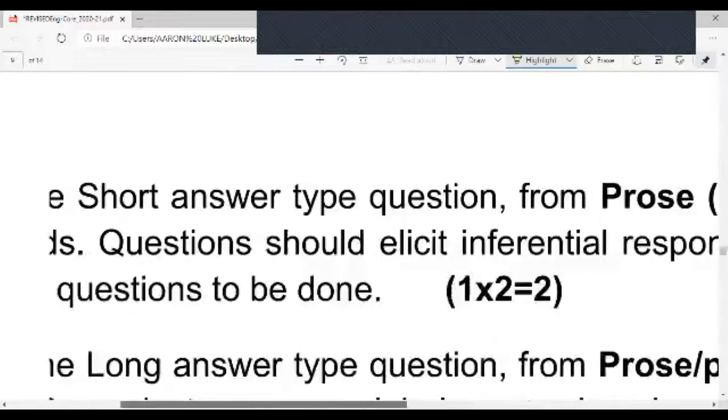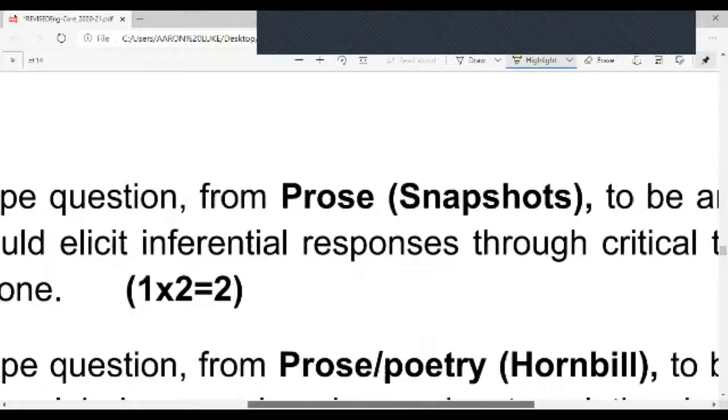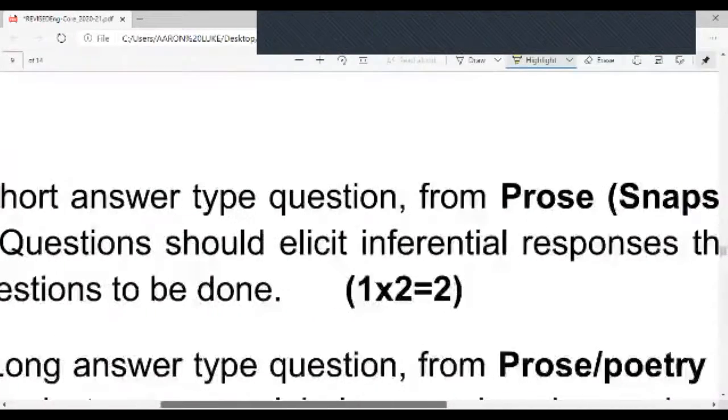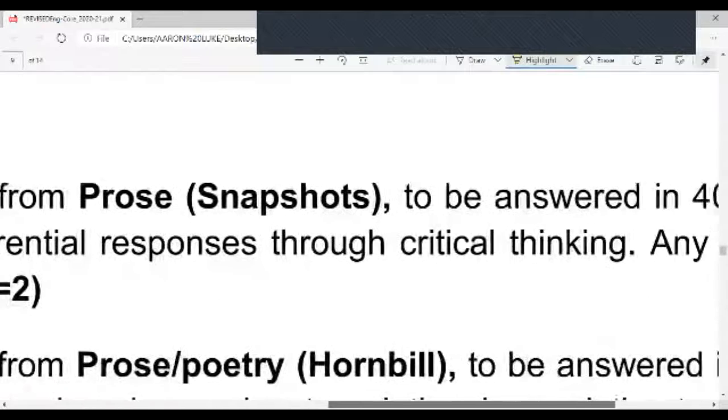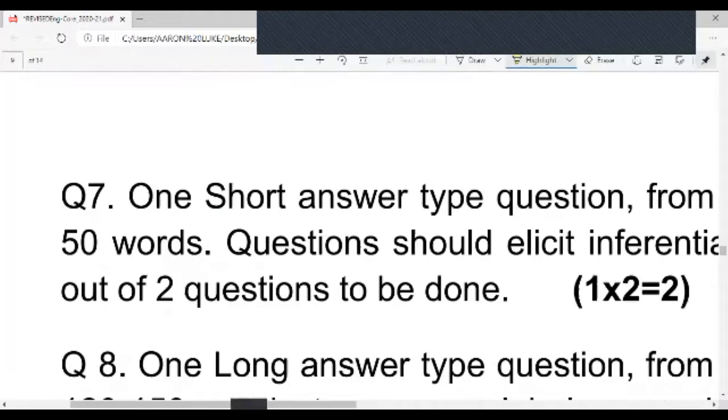Moving ahead to the next question, it is question number 7. One short answer type question from prose, that is Snapshots, to be answered in 40 words. The question should elicit inferential responses through critical thinking, and any one out of the 2 questions. Please write question number 7.